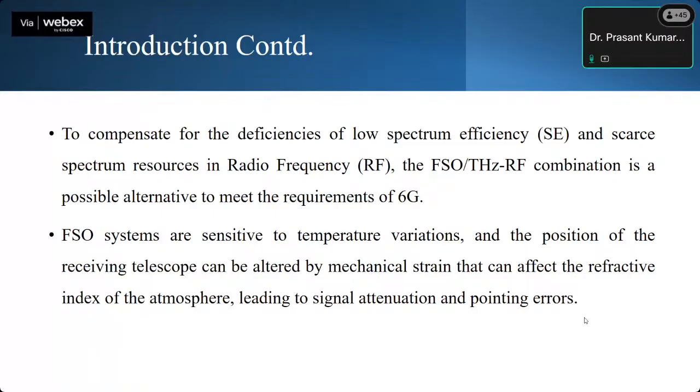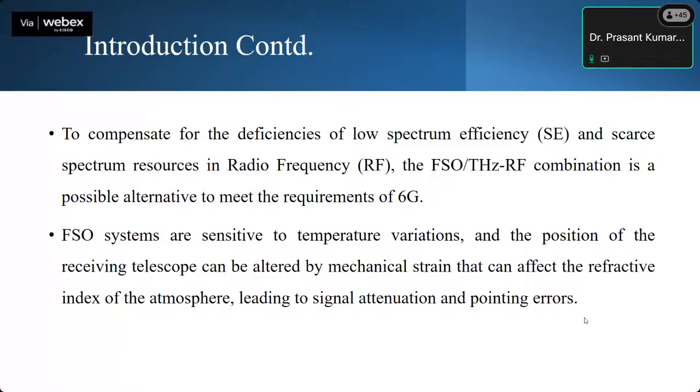Besides these mechanical strains and building sway effects, the other influential effect on FSO communication is atmospheric turbulence, which mostly depends on the scintillation factors, which in turn depend on the refractive index variations, which is again a function of the temperature. So it is not possible to maintain a constant temperature. So it is obvious that the atmosphere will undergo various changes over a given time.